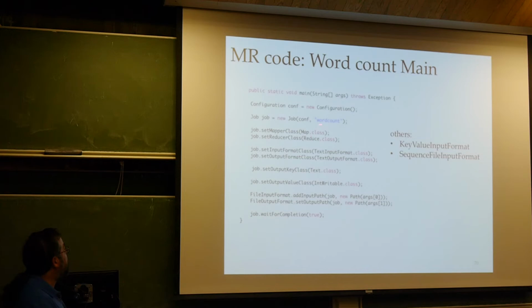So we're doing it here. We're specifying what the class is for the mapper and reducer. And then you have to figure out what the input and the output are. The input and output here are specified here. So we've got text as input and text as output.